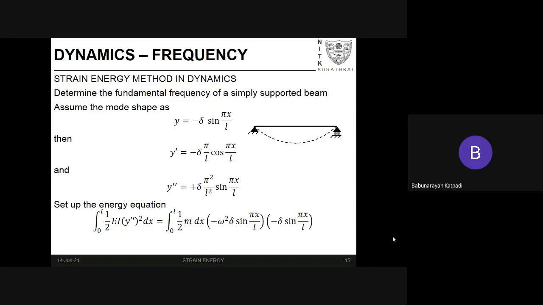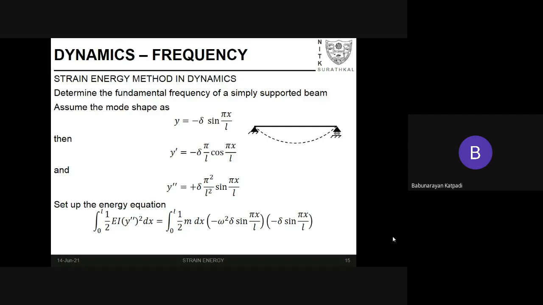Once you write this equation for y, you can get the first differential. It will be minus delta. Differential of sine is cos, so it is cos pi x by L, and what is inside, pi x by L, differentiated will give you pi by L. Differentiate it again. We'll get delta pi squared by L squared sine pi x by L. So differential of cos is minus sine. You know y double dash now, and also y.